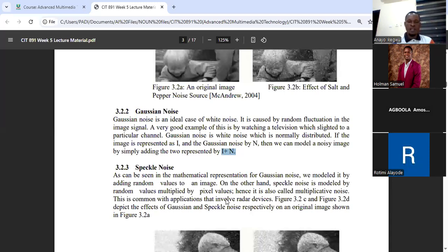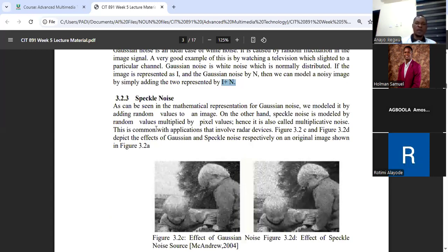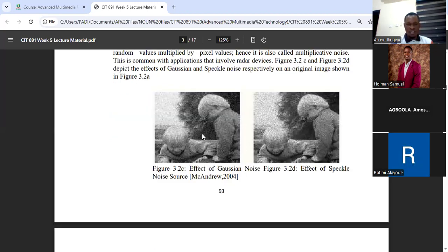So, the same way we have speckle noise, which is mathematically represented for Gaussian noise, we model it by adding random values to an image. They add a random image to what exists to look at the effect of Gaussian noise, and this one the effect of speckle. All these things you can visualize by seeing what we have here in figure 3.2b and figure 3.2d.